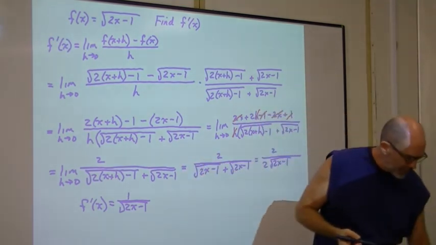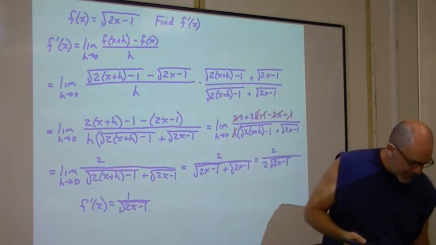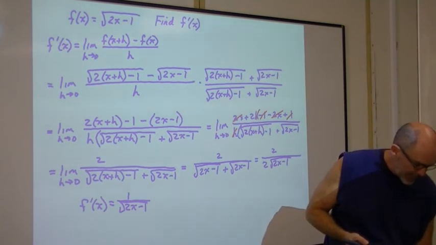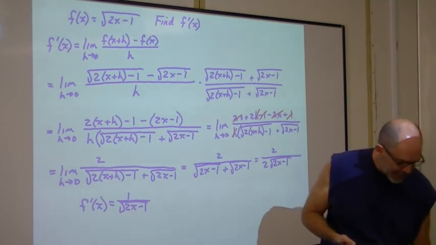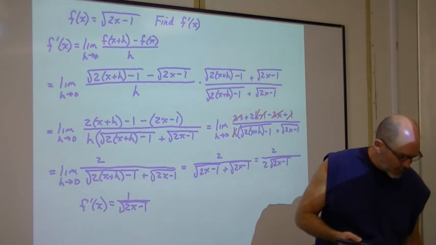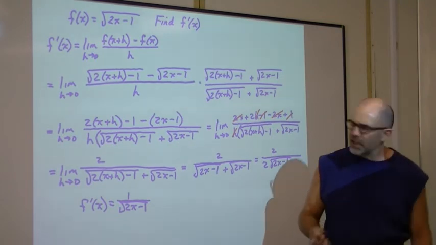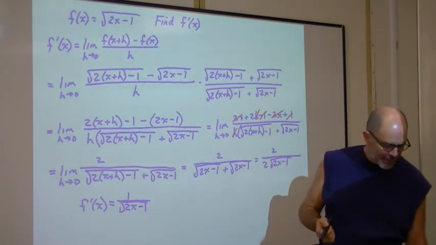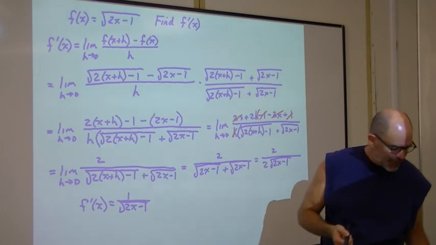There was an example in the book that we skipped. Example 5 on page 169 that's going to give you a rational function. You do the same thing. You're going to cancel h's and you're going to find a value.